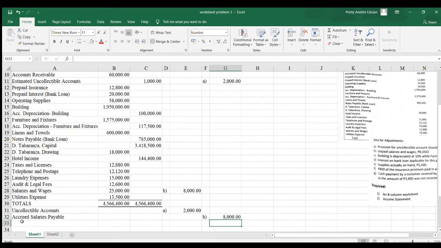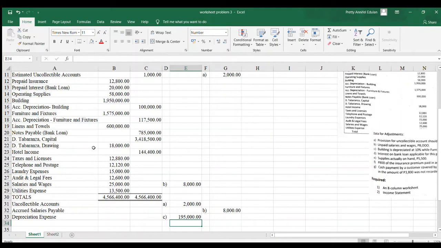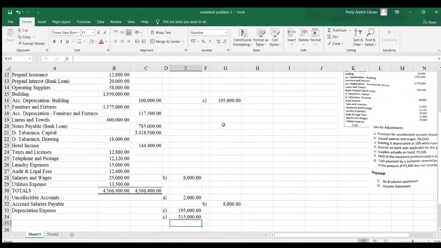Then depreciation expense. This is letter C, 195,000. Then accumulated depreciation, C, 195,000. Then another depreciation expense, so you just write it below, that's the letter C, 315. Then here, letter C, 315,000.